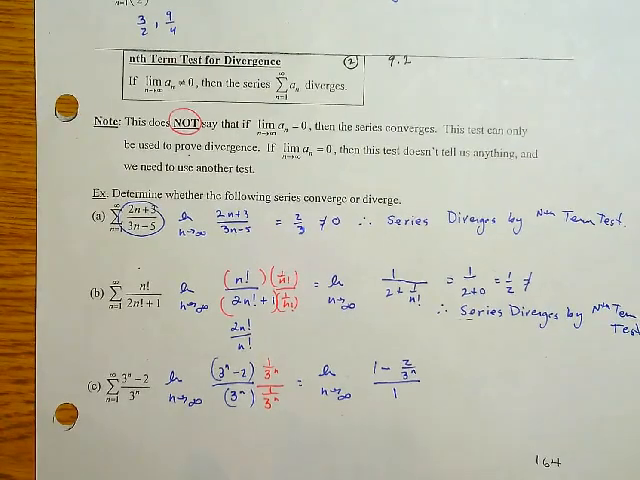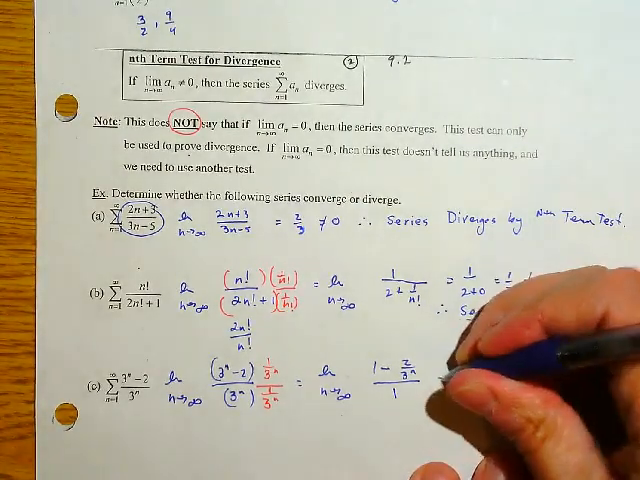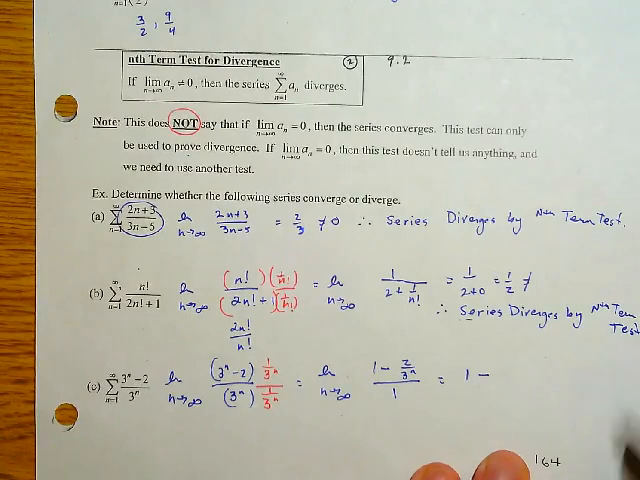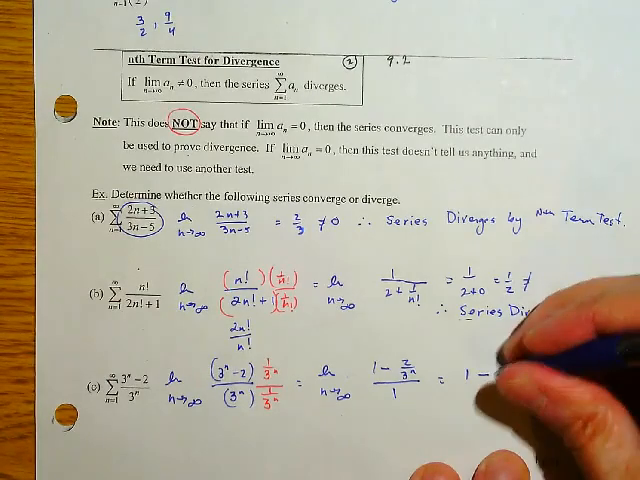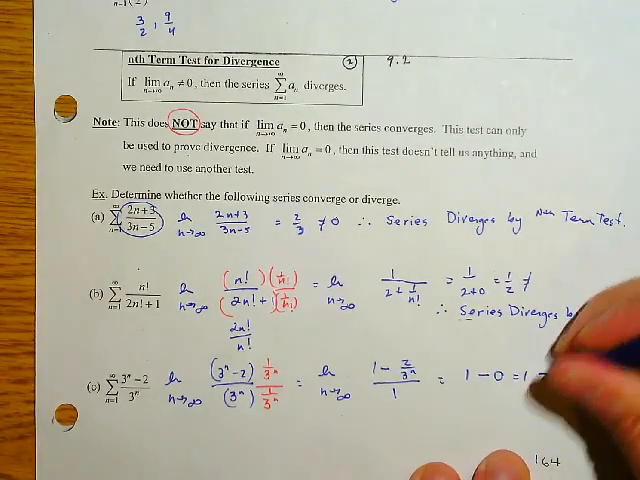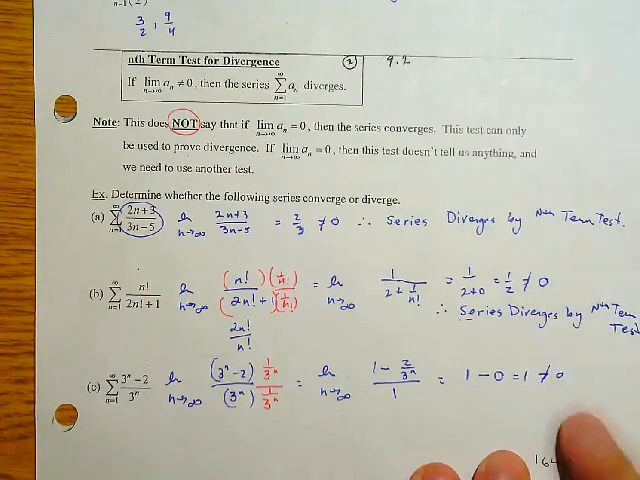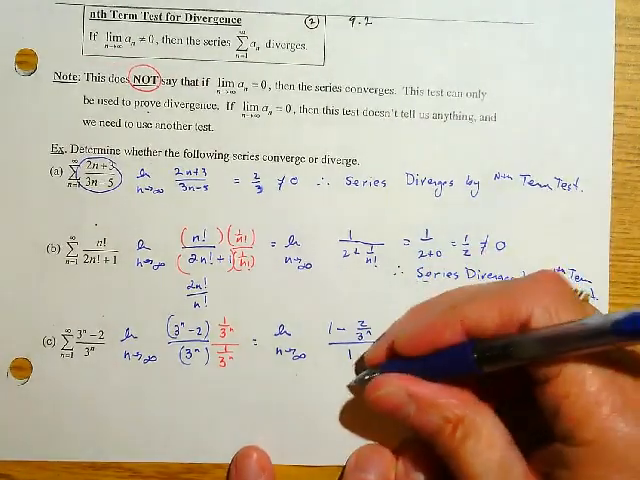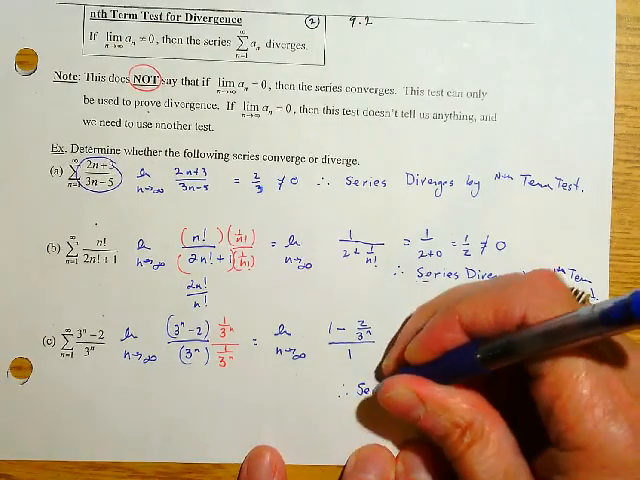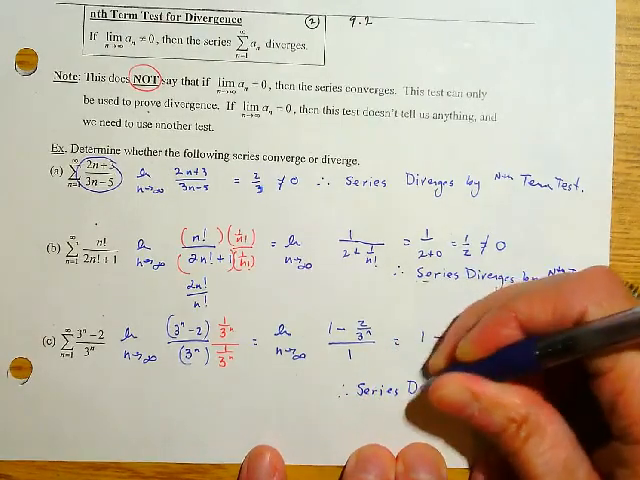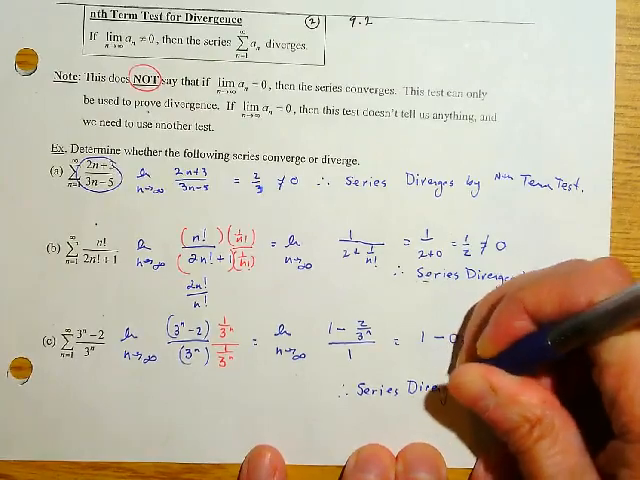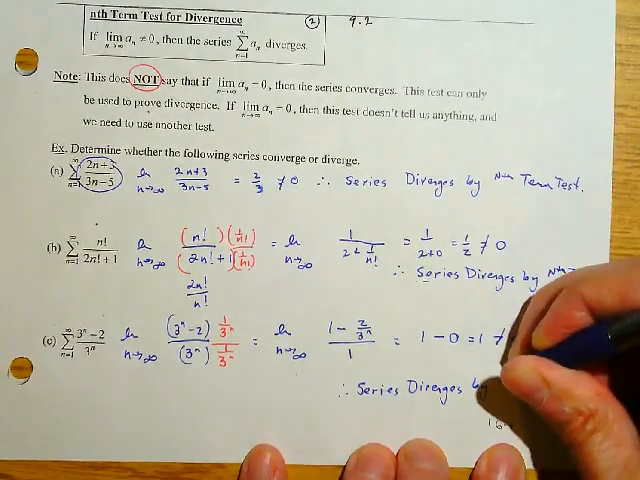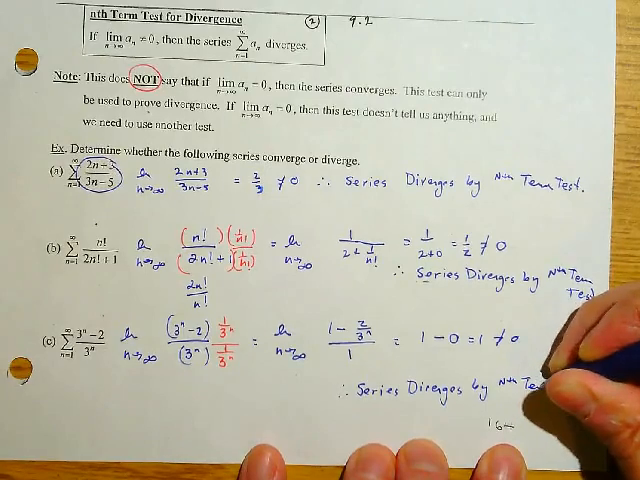Okay? Well, that's going to be what? 1 minus what? What's 2 divided by a very large number? 2 divided by 3 to the infinity, isn't that 0? That's equal to 1, which again is not equal to 0. Missed my 0 up there, so not equal to 0. Therefore, the series diverges by nth term test.